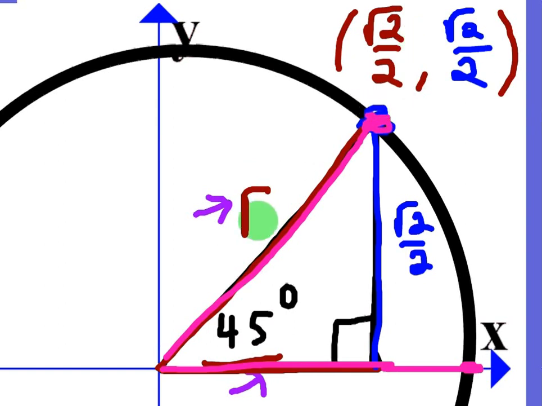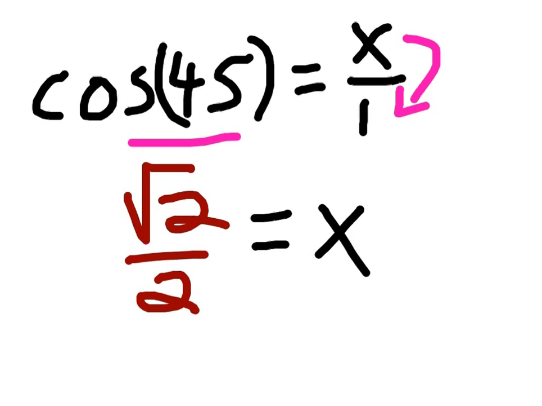Well, let's just go back to the cosine example, okay? Cosine of 45. In fact, we'll just change it, and again, this is just going to save some time. So instead of cosine of 45 equals x over 1, it's going to be cosine of 45 equals x over r. And remember, in this case, in order to get r by itself, you would have to multiply both sides of the equation by r.